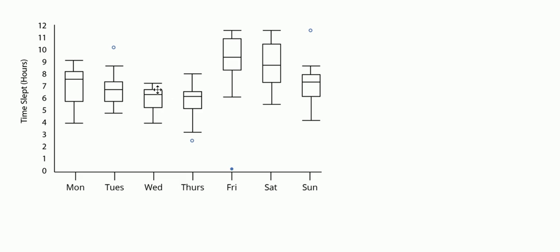Now, what also might be interesting here from looking at this is that Wednesday is really compact. Most people get about the same amount of sleep on Wednesday, right? But you look at something like Monday and it's very variable, right? It's much wider. There's a much bigger range, anywhere from 4 to 9 hours, right? And the same on Sunday, right?